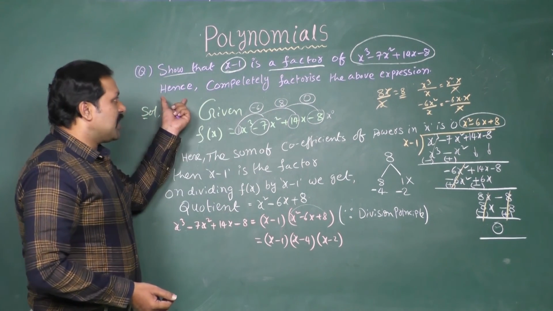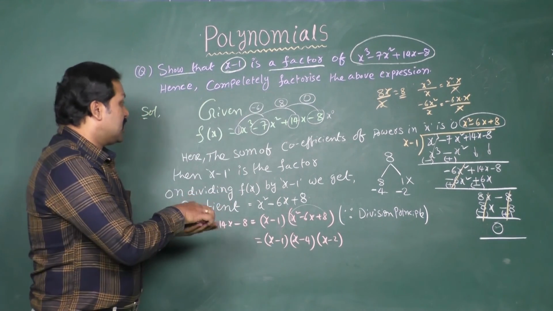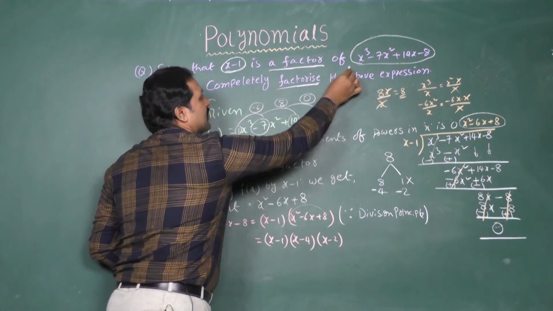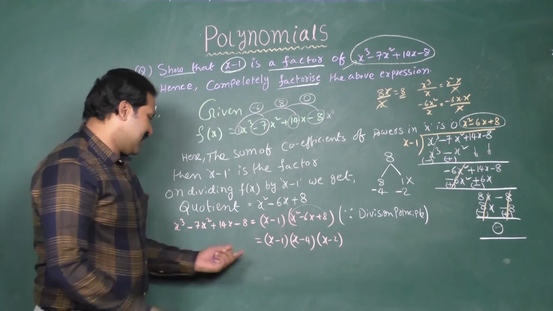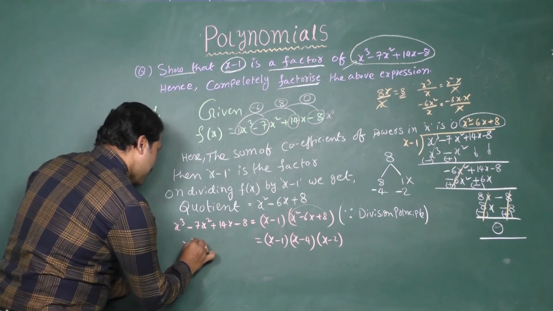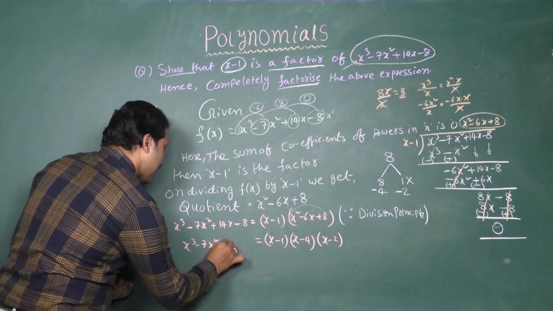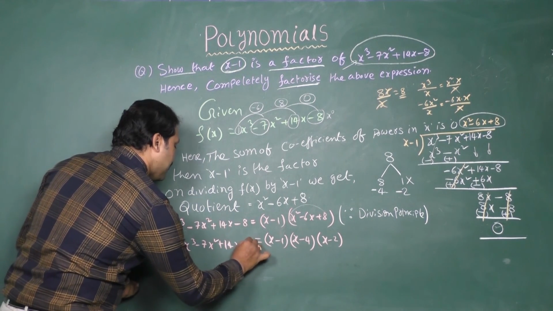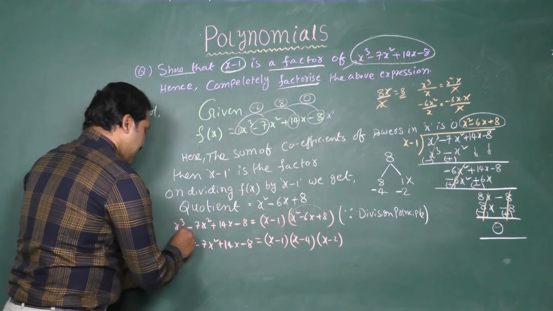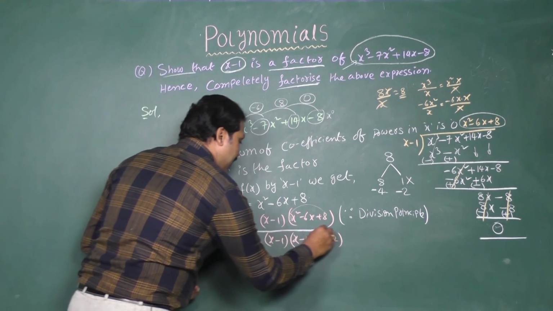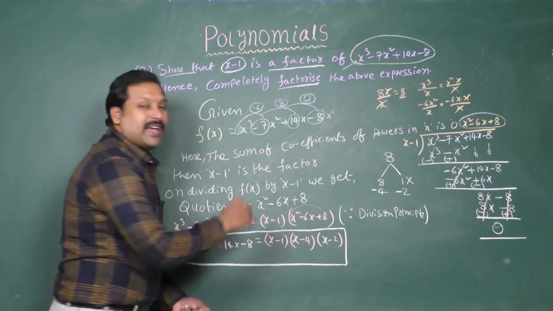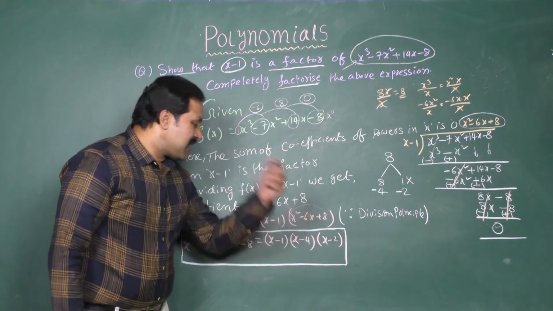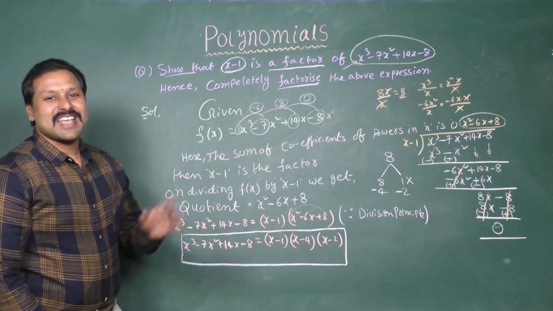So, according to the question, they want the factorization of the given polynomial expression. So, x cube minus 7x square plus 14x minus 8 can be written in factorized form as x minus 1, x minus 4, x minus 2. Please have a look.